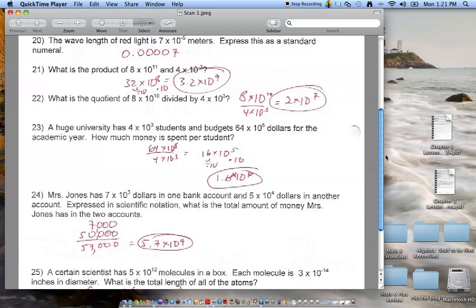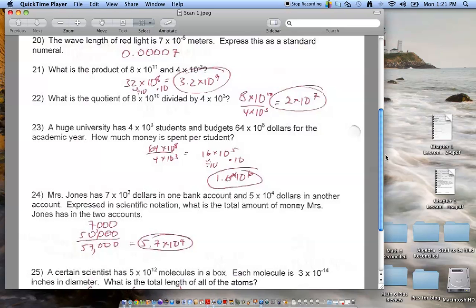Let's go 20 down to 24. 24, we didn't do much work with. Everybody just pay attention to 24 for a minute. We did not do much work with number 24, and I want to just emphasize how to do this. Mrs. Jones has 7 times 10 to the third dollars in one bank account, 5 times 10 to the fourth dollars in another bank account. Expressed in scientific notation, what's the total amount of money that she has in the 2 accounts?